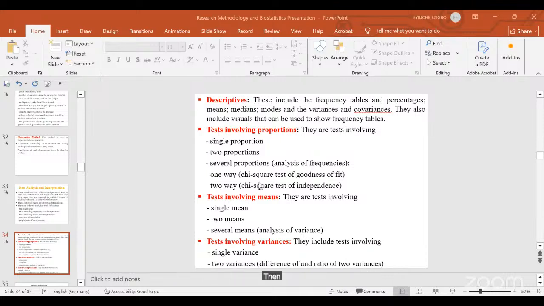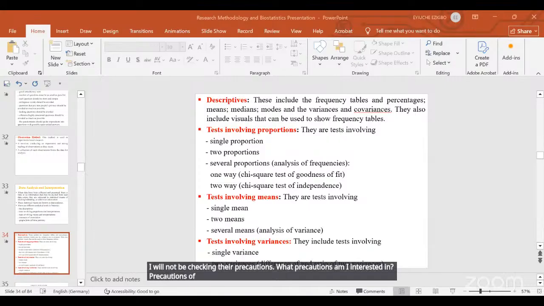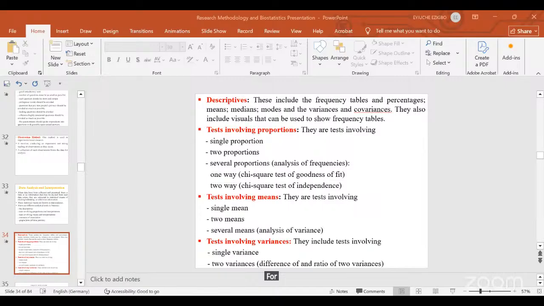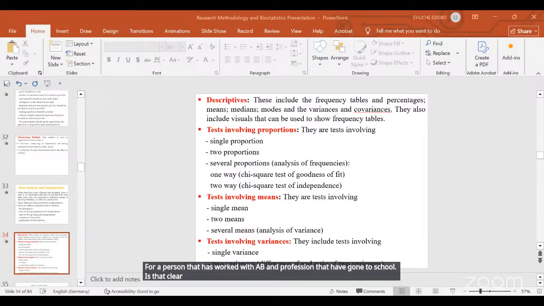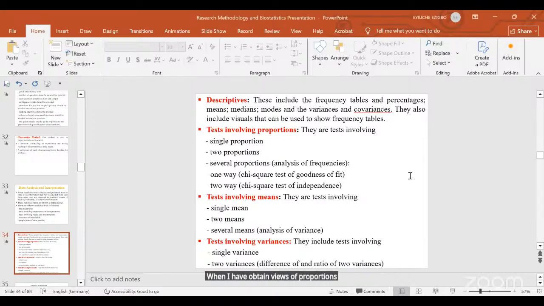Then I will now be checking their proportions. What proportion am I interested in? The proportion of these 100 participants that have blood group A, the proportion that have blood group B, the proportion that have blood group AB, and the proportion that have blood group O. Is that clear? When I have obtained these proportions, my interest will now be, is it possible that these proportions are the same?